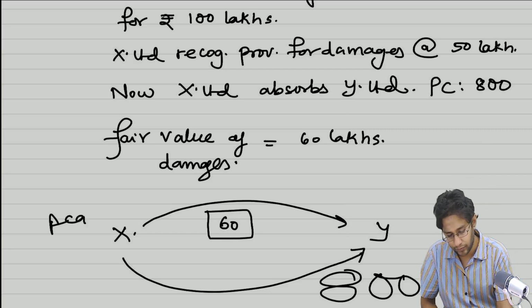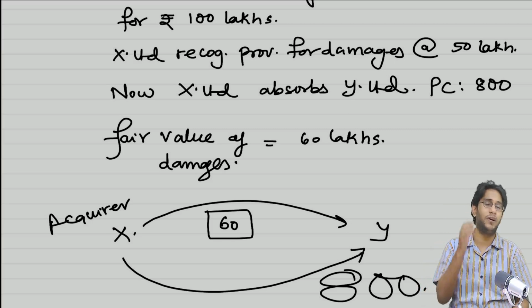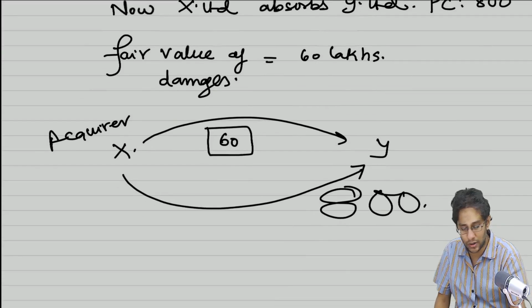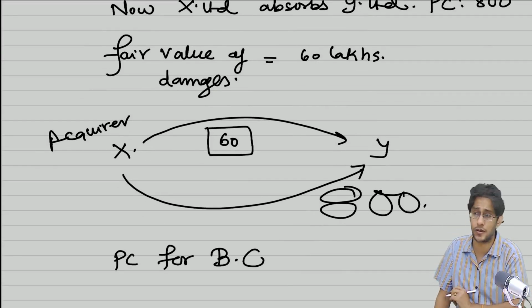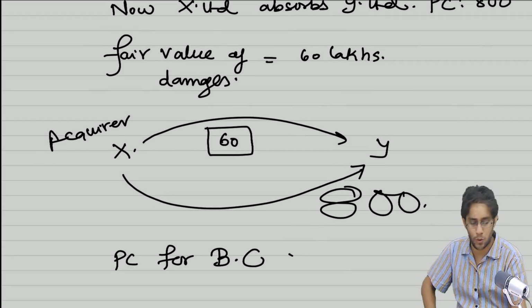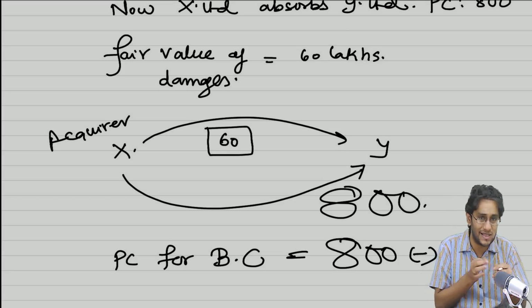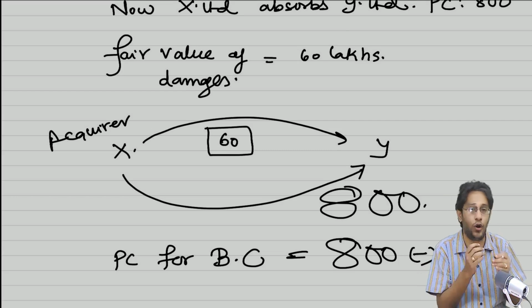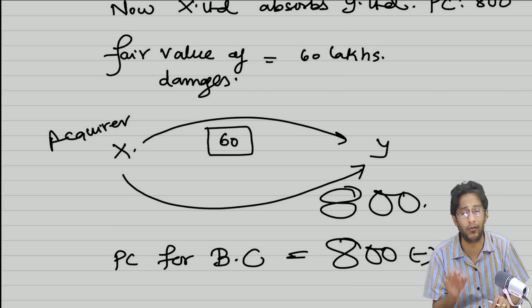But for your goodwill calculation and all, the amount you pay for damages is not your business combination transaction PC. So I want the PC exclusively paid for business combination. Overall, I am paying 800. It is assumed that the pre-existing relationship between acquirer and acquiree, which is non-contractual in nature, is deemed to be settled at fair value on the acquisition date.